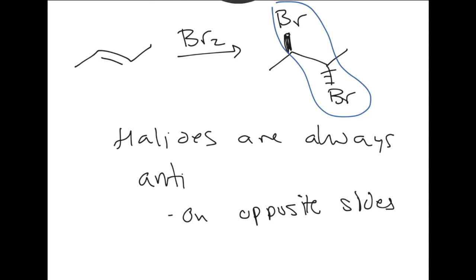It doesn't matter if they're wedge or dash. Vicinal is just 2,3 or 3,4. Anti being an anti-addition means that they're on opposite sides. So anti-addition means they're put on opposite sides. Syn addition, which we'll get to later, means they're put on the same side.